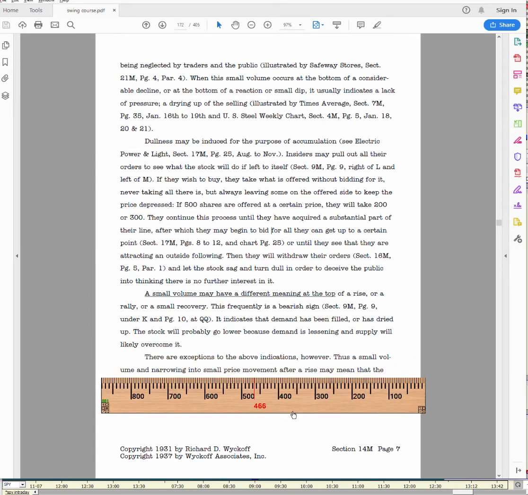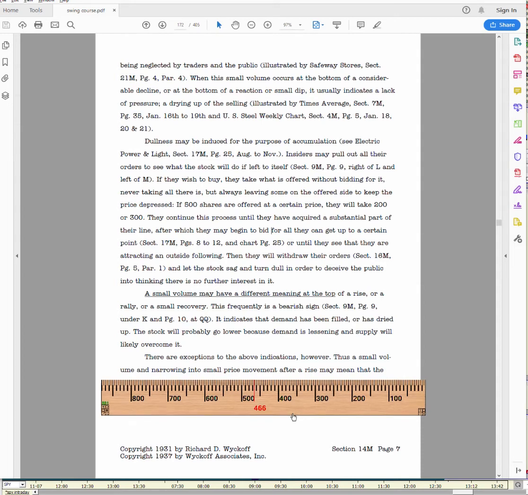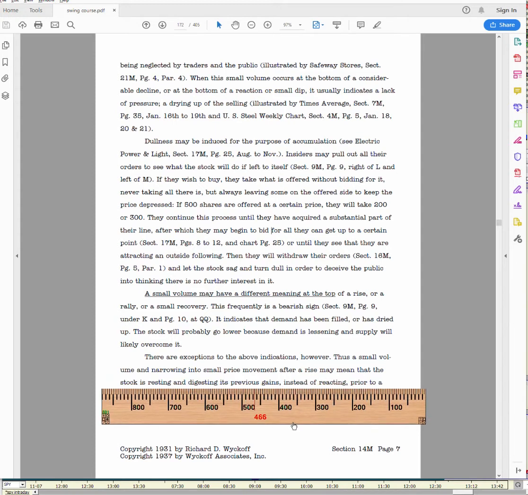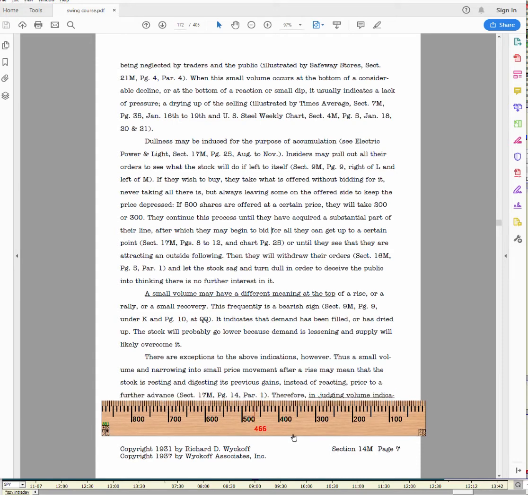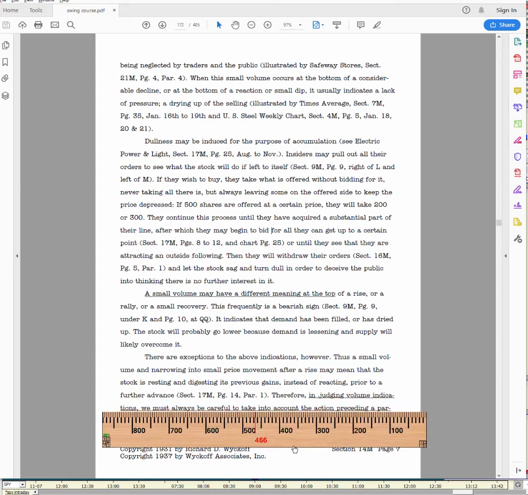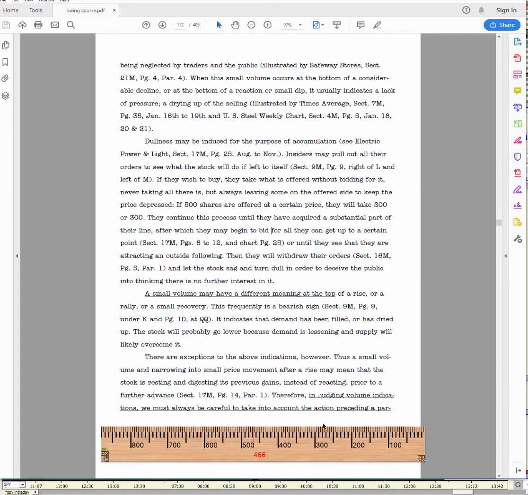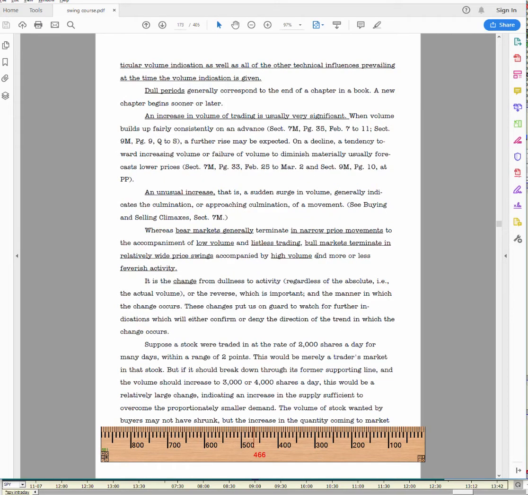There are exceptions to the above indications. Thus a small volume and narrowing into small price movement after a rise may mean that the stock is resting and digesting its previous gains instead of reacting prior to a further advance. Therefore, in judging volume indications, we must be careful to take into account the action preceding a particular volume indication, as well as all other technical factors, price and volume, etc.